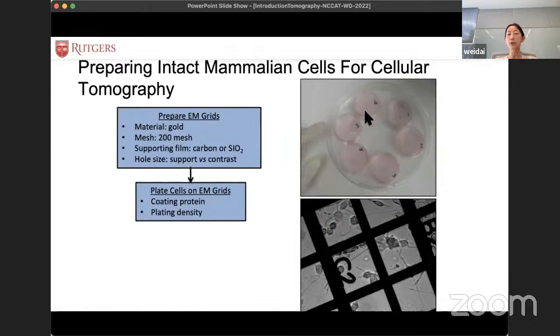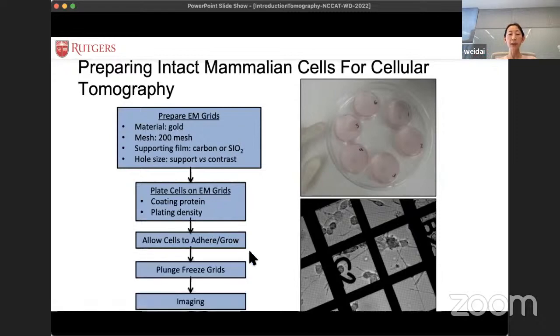So we use those special 35 millimeter glass bottomed Petri dish. We put, I hope you can see it, we put one EM grid of our choice at the bottom, and then we plate the cell into this little dish. And then we let them grow for a certain time. And then we plunge freeze the grid, and then we can take the grid for imaging.